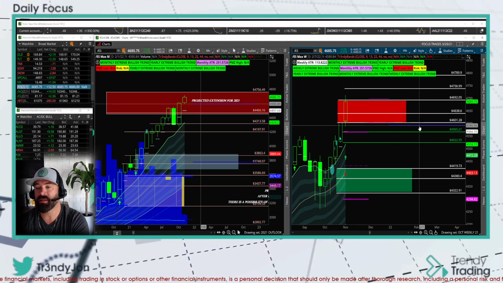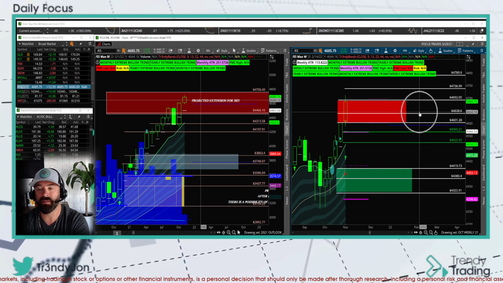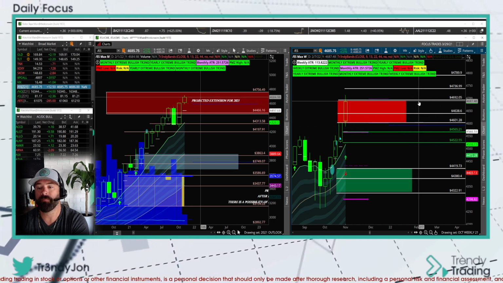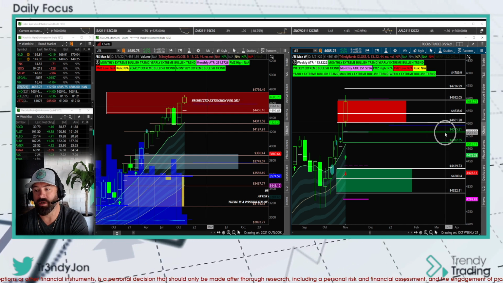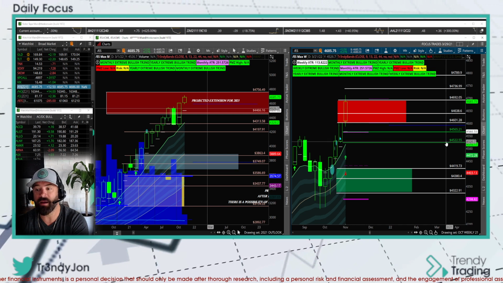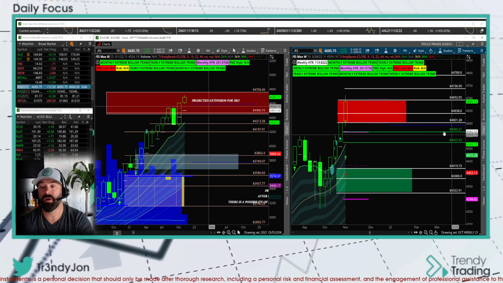Well, these lines that I gave that were supposed to be resistance until proven otherwise are now support. So support is down here at 46.38, 46.01, 45.65, and 45.22. All right.